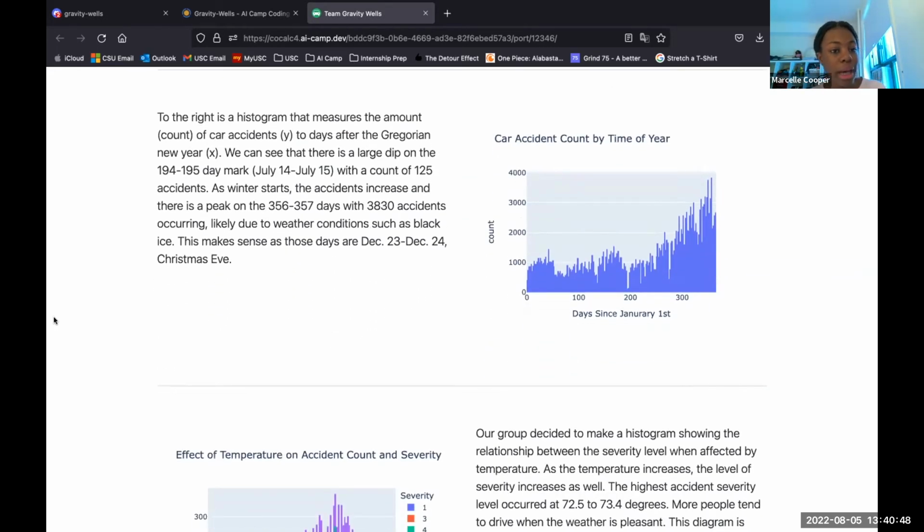To the right, we have a histogram that measures the amount of car accidents on the y-axis and the day of the year on the x-axis. There is a large dip on the 194 to 195 day mark with an accident count of 125. And as the winter starts, there's an accident increase because of holidays, on December 23rd to December 24th, Christmas Eve to Christmas.